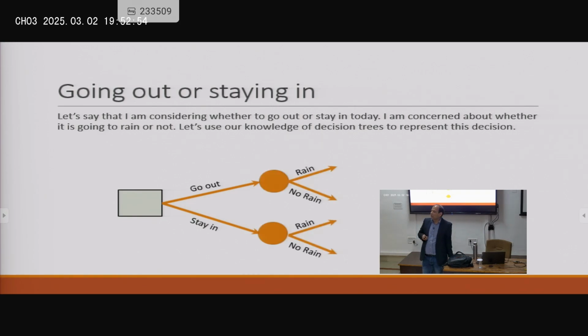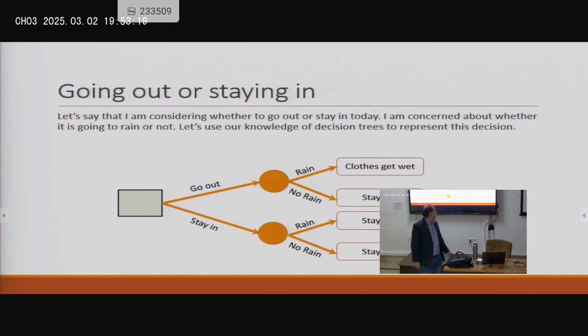Then we say, when we go out, it may rain or it may not rain. When you stay in, it may rain or it may not rain. And going out or in does not affect the probability of rain, I hope not. And then if you go out and it rains, your clothes get wet, assuming you didn't take an umbrella. If you go out and no rain, you stay dry. If you stay in, you stay dry regardless of whether it rains or not. Okay, that's pretty straightforward.